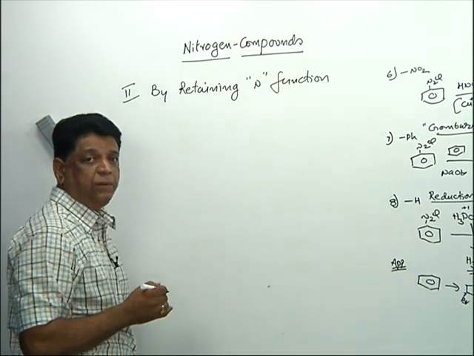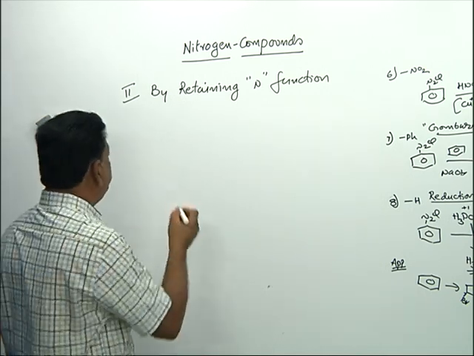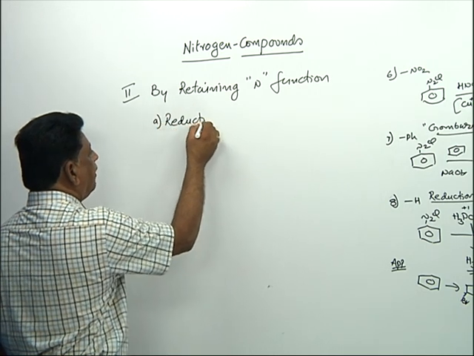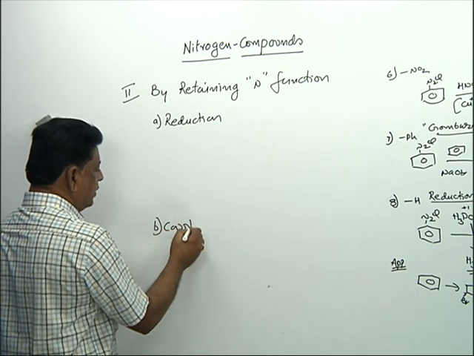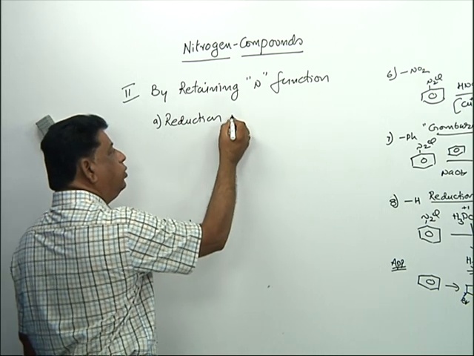There are again 2 types. Both the nitrogens you can retain, or one nitrogen you can retain. The first type is the reduction. The second type will be the coupling reaction. Coupling reaction and the reduction. In the reduction, there are again 2 types.